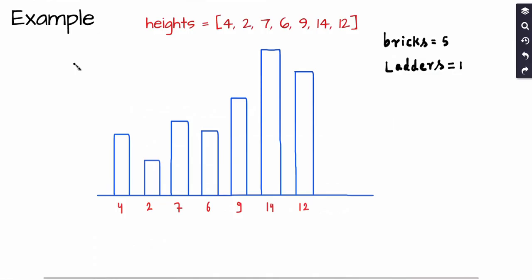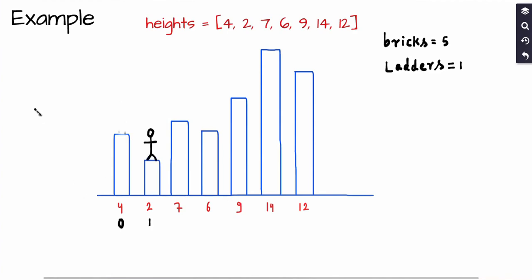So here we have our example. This is our heights array which contains 7 integers. These are the bricks and ladders that we have. Initially I'm standing on building number 0, and I can jump to building number 1 without using any bricks or ladders, because the next building has a lesser height than the building on which I'm standing. So I just jump to building number 1.